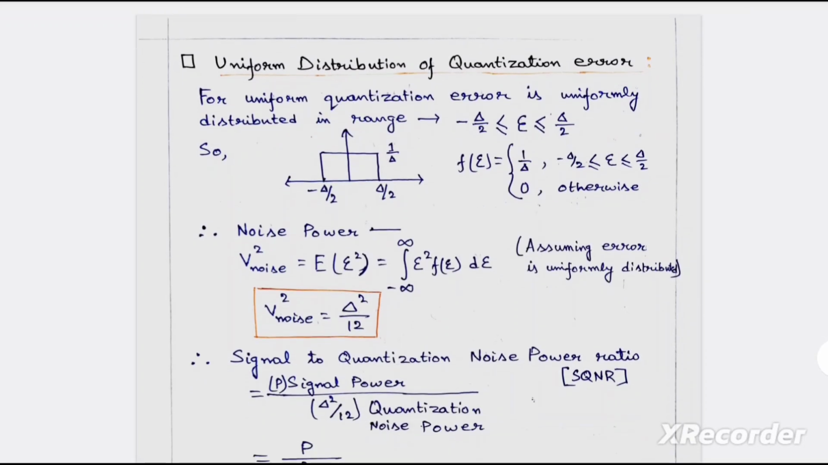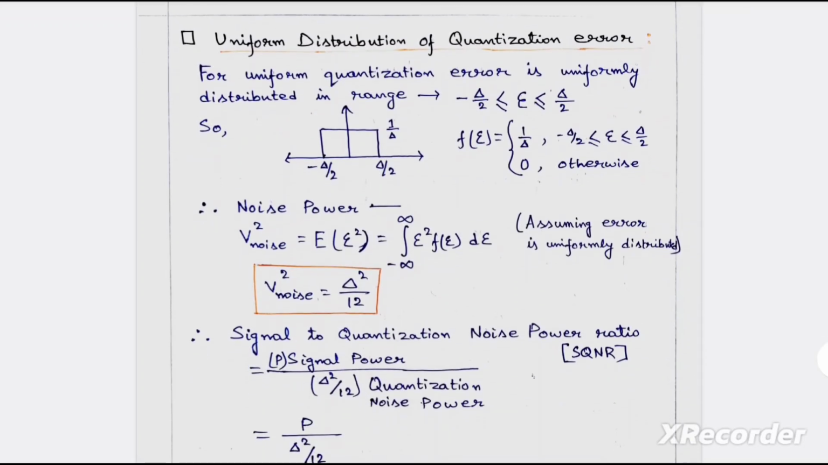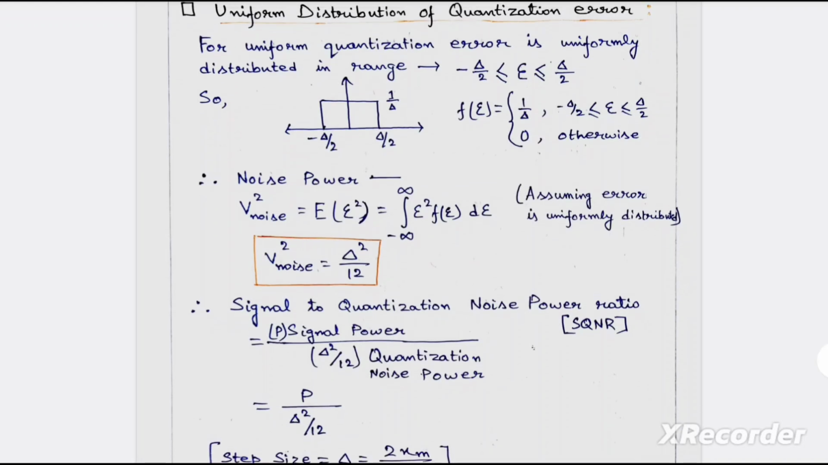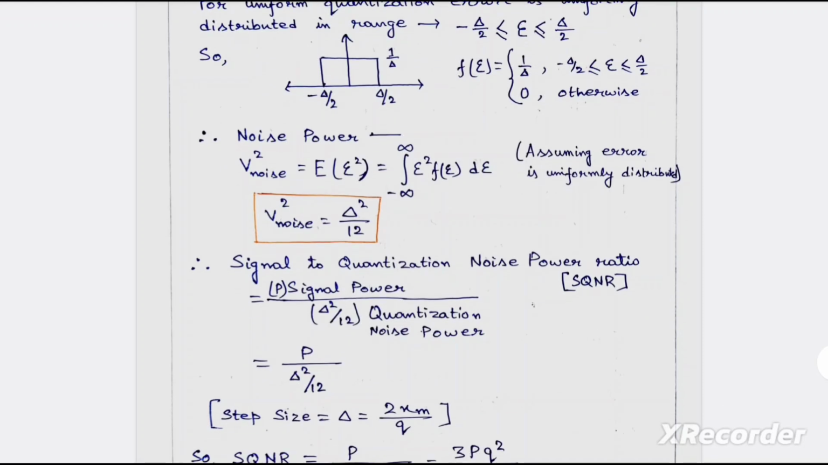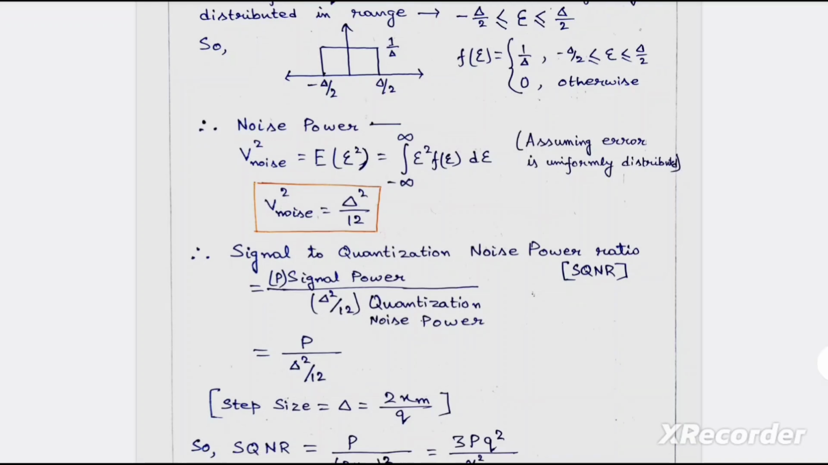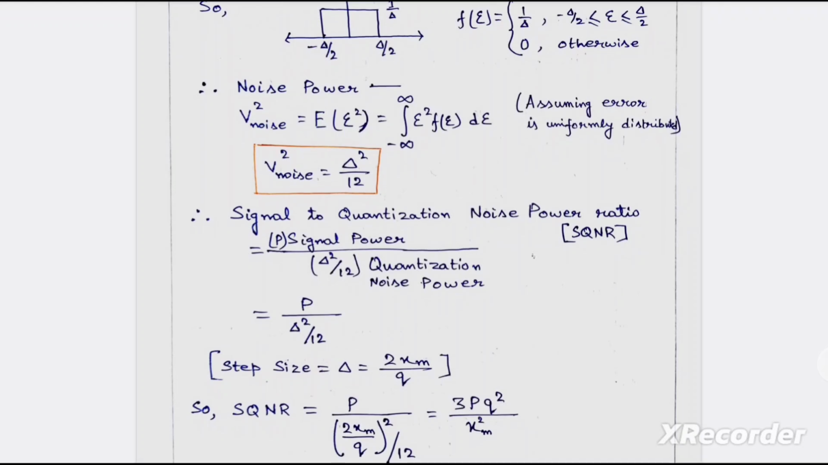Now see the uniform distribution of quantization error. For uniform quantization, the error is uniformly distributed in the range minus del by 2 to positive del by 2. Here is the graph and the function, which is shown here. It is a mathematical equation. So in the noise power, we assume that the error is uniformly distributed. From that assumption we can clearly see that the noise power equals del square divided by 12.